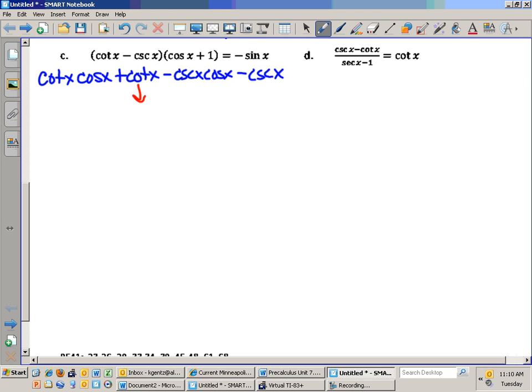What Parker sees is this. Cotangent can be rewritten as what? Cosine of x over sine of x, minus, how can you rewrite cosecant times cosine? 1 over sine of x times cosine of x over 1.